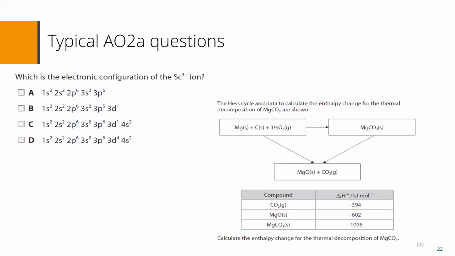And there's an AO2A question. It's a calculation. The majority of calculations will be AO2A. Some will fall into the category of AO2B when they have to utilize data that's supplied in a slightly different format, but most calculations will be AO2A.